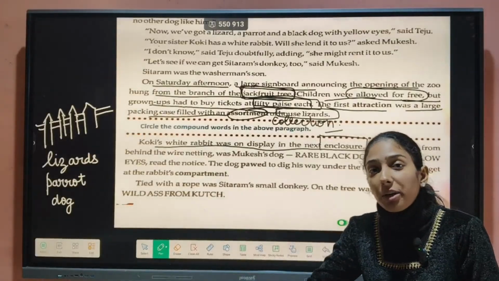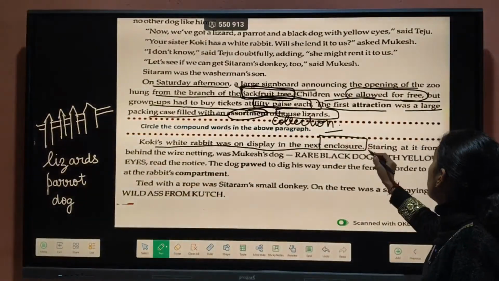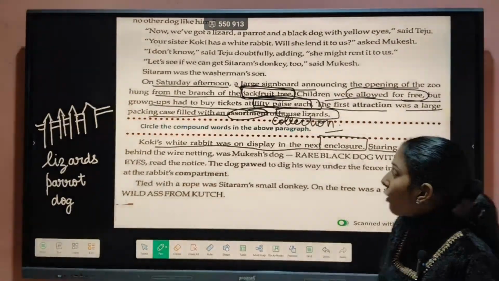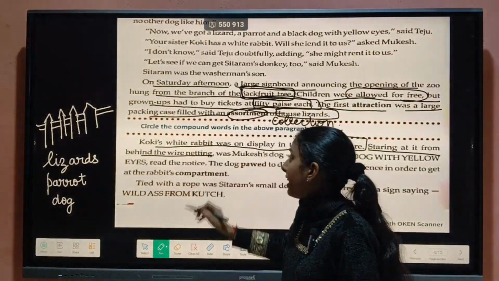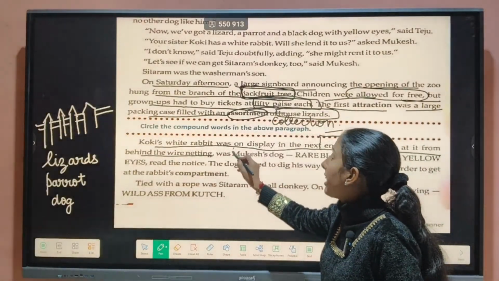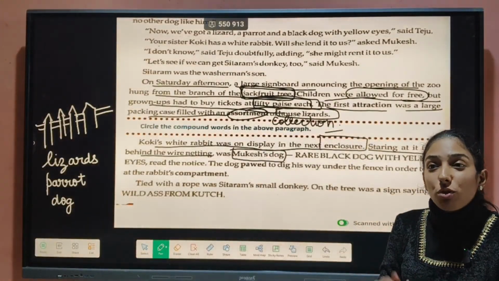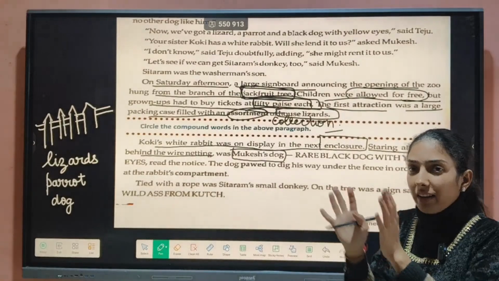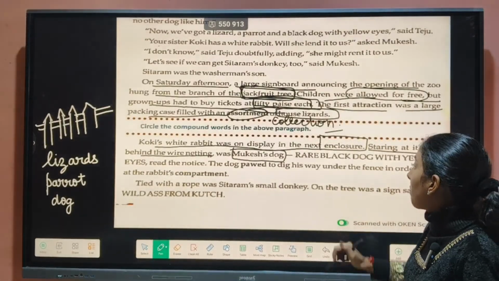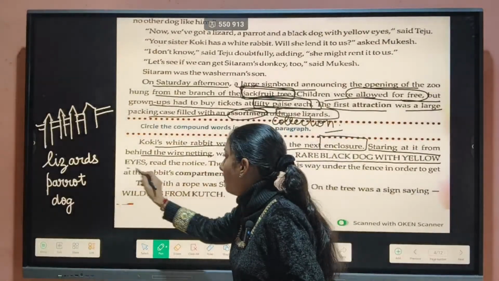Okay, Koki's white rabbit was on display in the next enclosure. In the next compartment was the white rabbit of Koki. Staring at it from behind the wire netting, from the wire, who was staring? Mukesh's dog. The dog of Mukesh was staring, looking at the rabbit. Okay, rare black dog with yellow eyes.